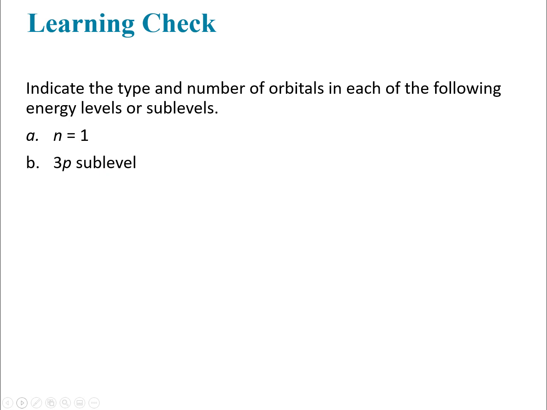So let's do a quick learning check. Indicate the type and number of orbitals in each of the following energy sublevels or levels. N equals 1 is an energy level, right? So n equals 1 tells us that there's only going to be one type of sublevel. There's going to be the 1s, and that's it.